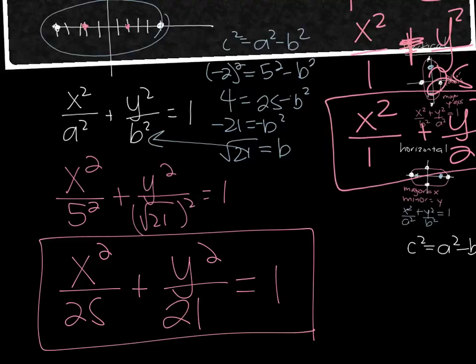So if they give you the vertex and the co-vertex, you don't need the foci. But if they give you a vertex and the foci or a co-vertex and the foci, you have to use that value of C to get your A.